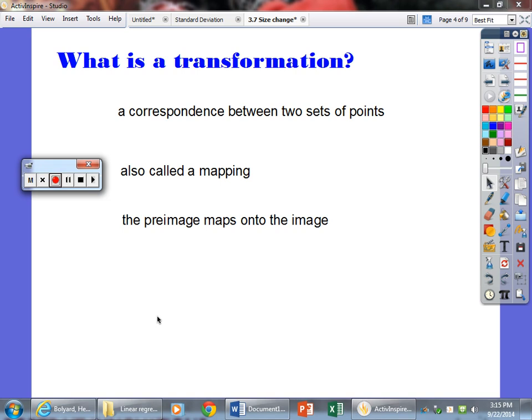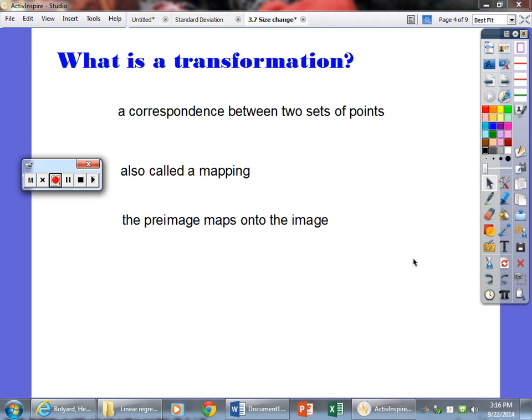Okay, so what we're going to talk about tonight is a transformation. So the first thing is, what is a transformation? Well, there are 5 different kinds of transformations we're going to talk about. We're going to talk about a size transformation, there's a rotation, there is a reflection, there is a translation, and there is also something called a glide reflection that we're going to talk about.